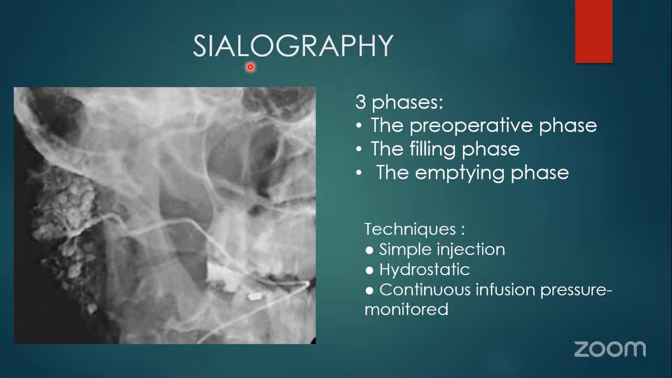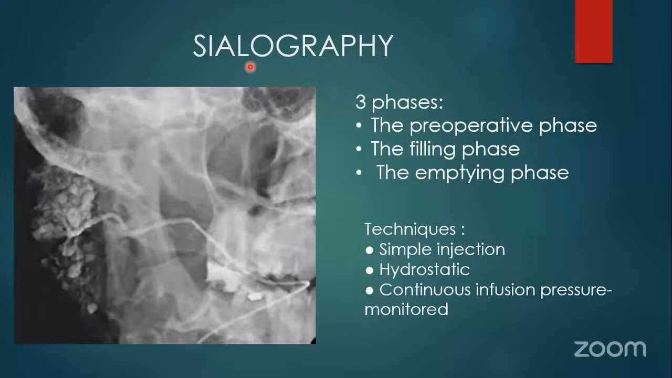So basically, in sialography, we take a radiograph, be it an occlusal radiograph or a skull radiograph, maybe. For that, we first take a scout image. A scout image is the image without injecting any contrast medium. So this scout image is the primary image that we do first.